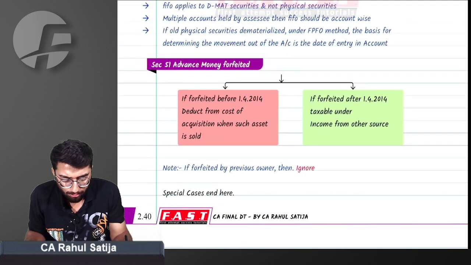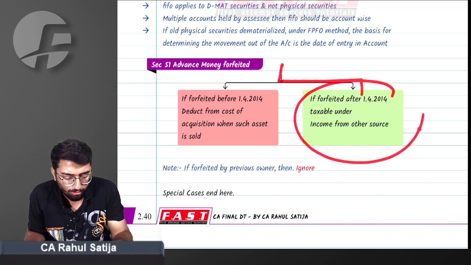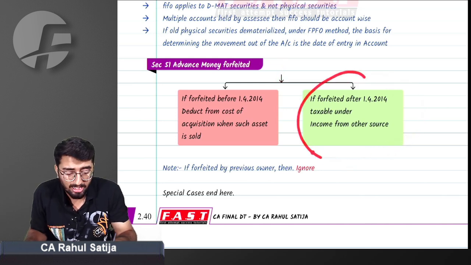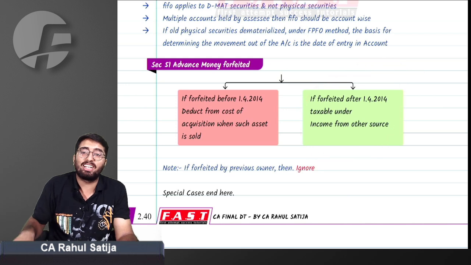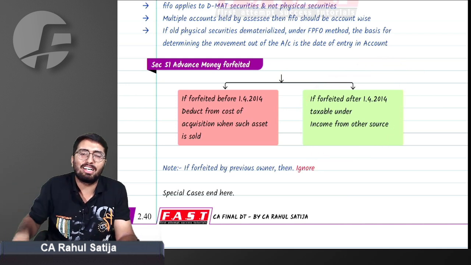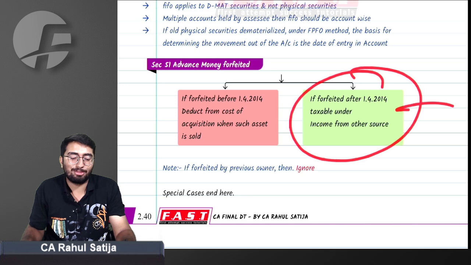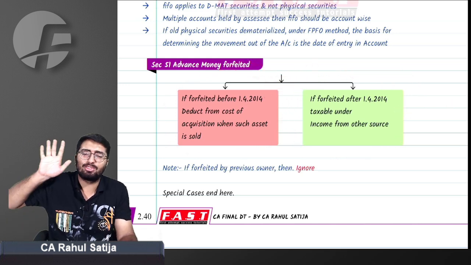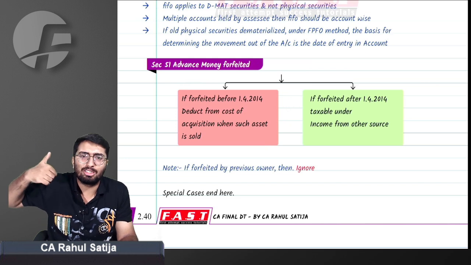Last concept is advance money forfeited. If any advance money is forfeited before 1st April 2014, it is to be reduced from cost of acquisition. If advance money is forfeited after 1st April 2014, that is after the Modi government coming into picture, then it will be taxable under income from other sources.